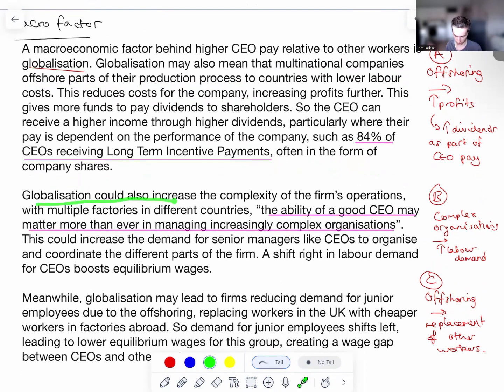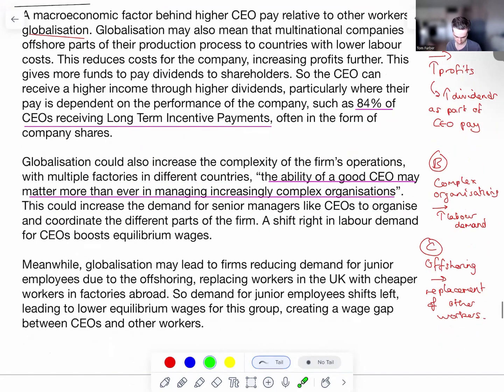Globalization could also increase the complexity of the firm's operations because of the multiple factories in different countries. And that means the ability of the CEO may matter even more in managing increasingly complex organizations. The returns to skill are increasing, if you will. And so that could increase demand for senior managers like CEOs to organize and coordinate different parts of the firm. A shift right in labor demand would result, and that might lead to higher wages for CEOs.